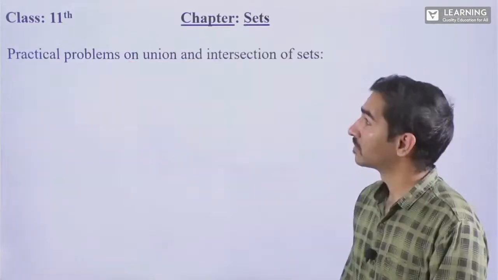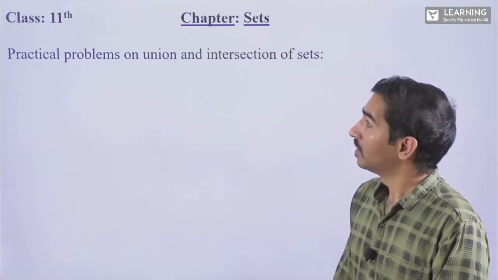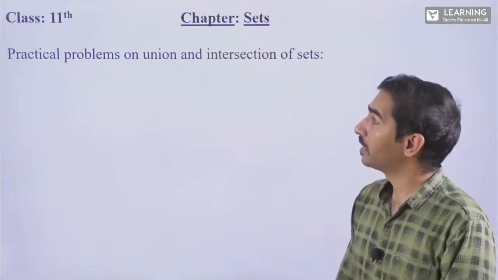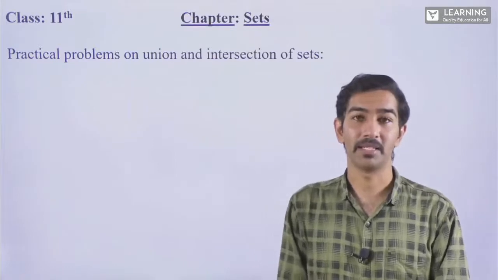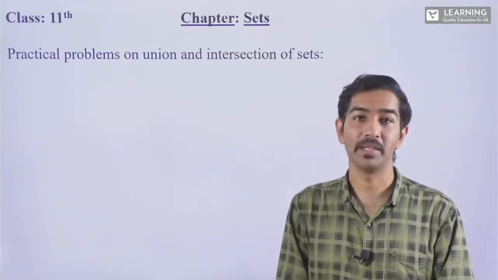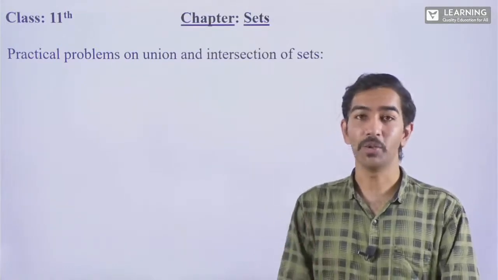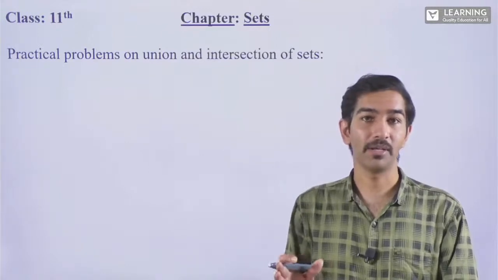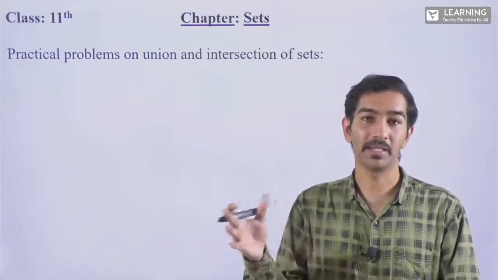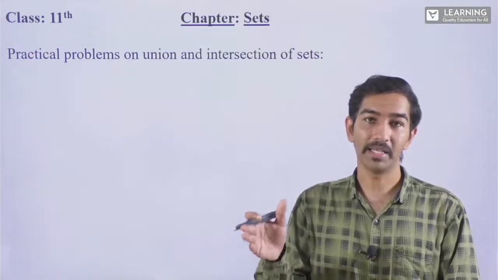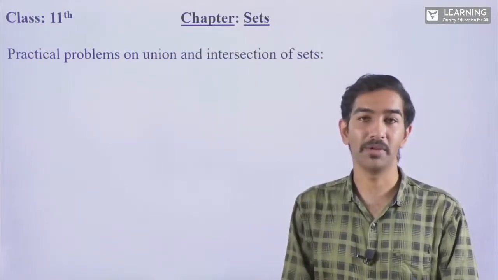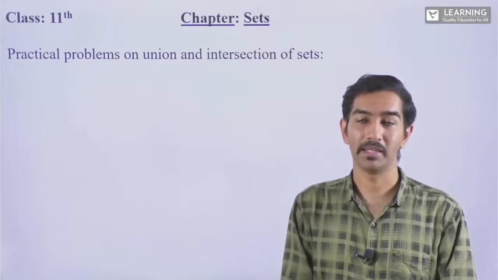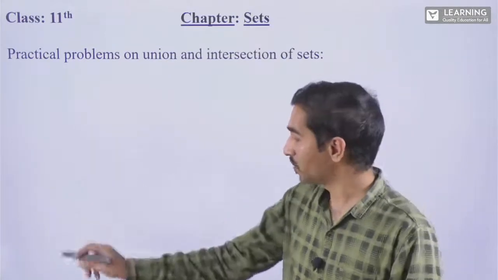Moving on to the next. Practical problems on union and intersection of sets. So students, to solve these practical problems on sets, you have to know the Venn diagram very nicely. Here I'll be drawing two Venn diagrams. One is the standard one, which we'll keep as reference. Another one we'll take as an example and solve the problems. One small example we'll do before we get into the examples.